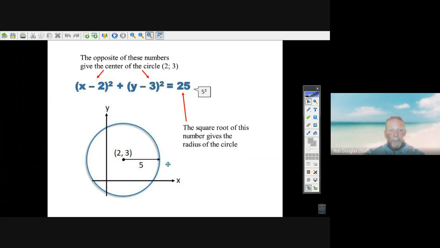Well, that's the fundamental basic thing with circles. The center sits right there, and the square root of that number is the radius. And that's how it works.